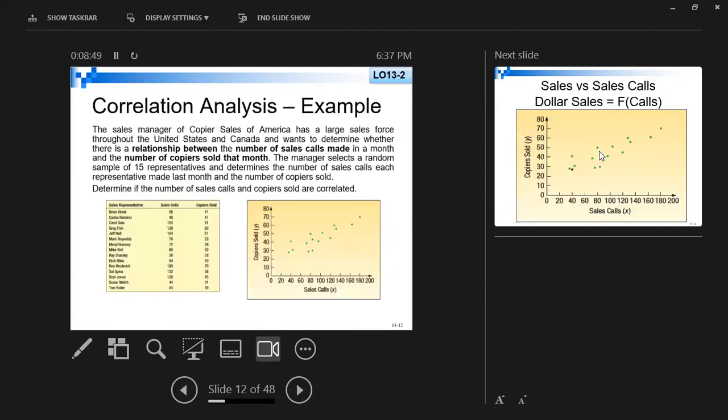We have here the relationship between y and x. Here, the number of copiers sold as a function of the number of calls that the salesman makes.